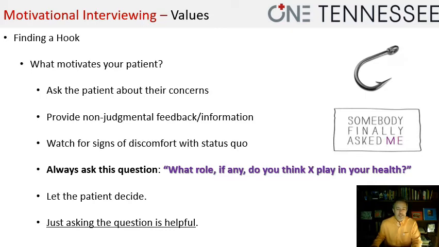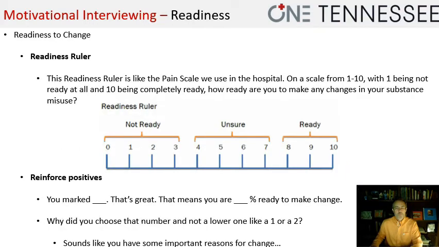Once you've found that hook and identified the values and were able to create a discrepancy, you need to assess the patient's readiness to make a change. This readiness ruler is like a pain scale that's commonly used in the hospital, on a scale from 1 to 10, with 1 being not ready at all and 10 being completely ready. So you'd simply ask, how ready are you to make any changes in your substance misuse?